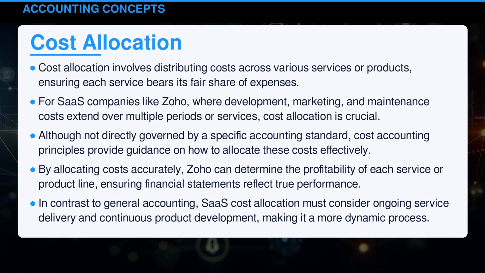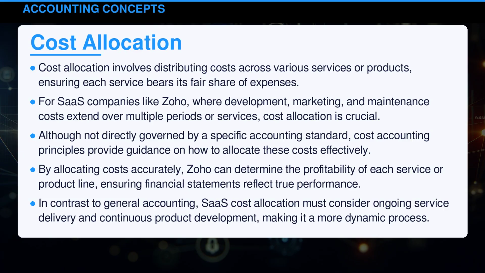Cost allocation involves distributing costs across various services or products, ensuring each service bears its fair share of expenses. For SaaS companies like Zoho, where development, marketing, and maintenance costs extend over multiple periods or services, cost allocation is crucial. Although not directly governed by a specific accounting standard, cost accounting principles provide guidance on how to allocate these costs effectively. By allocating costs accurately, Zoho can determine the profitability of each service or product line, ensuring financial statements reflect true performance.